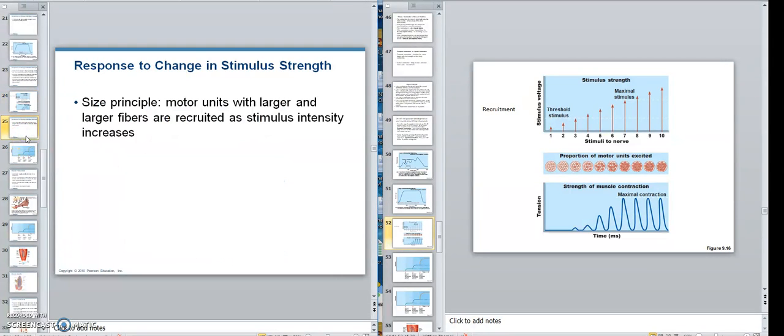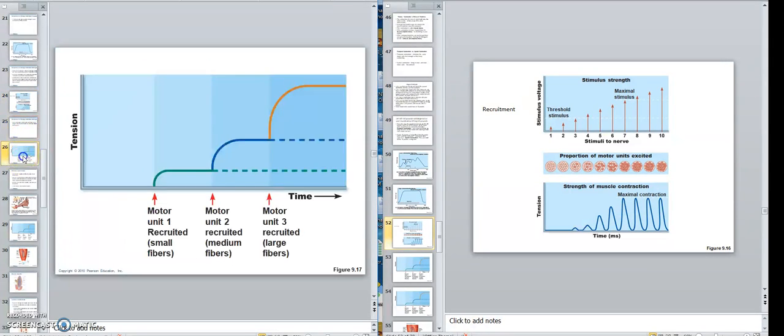So the more you activate, the stronger the contraction. Okay? So we go here. You activated one motor unit. Now you have two working. You recruited the second one. Now you recruited the third. If the third is all you had, if you only had three, then you got the strongest contraction.